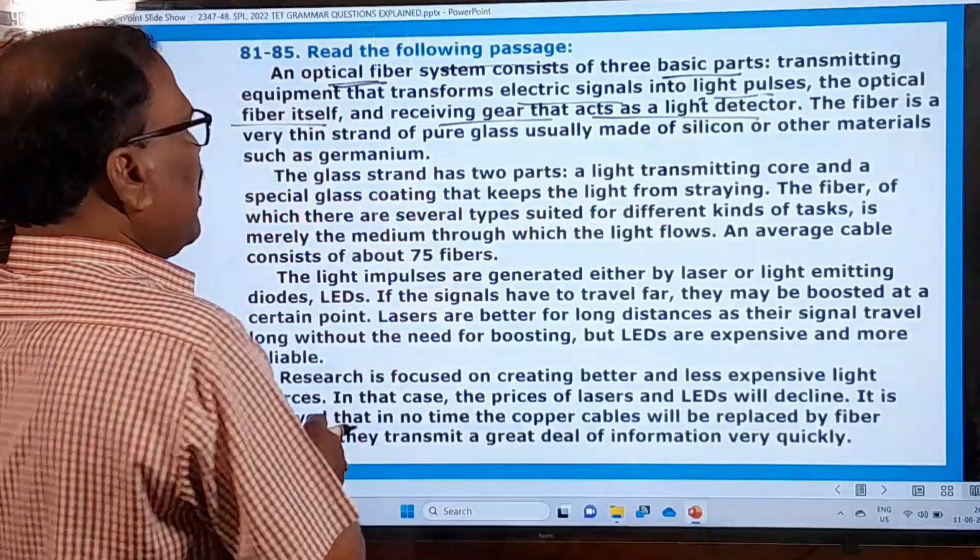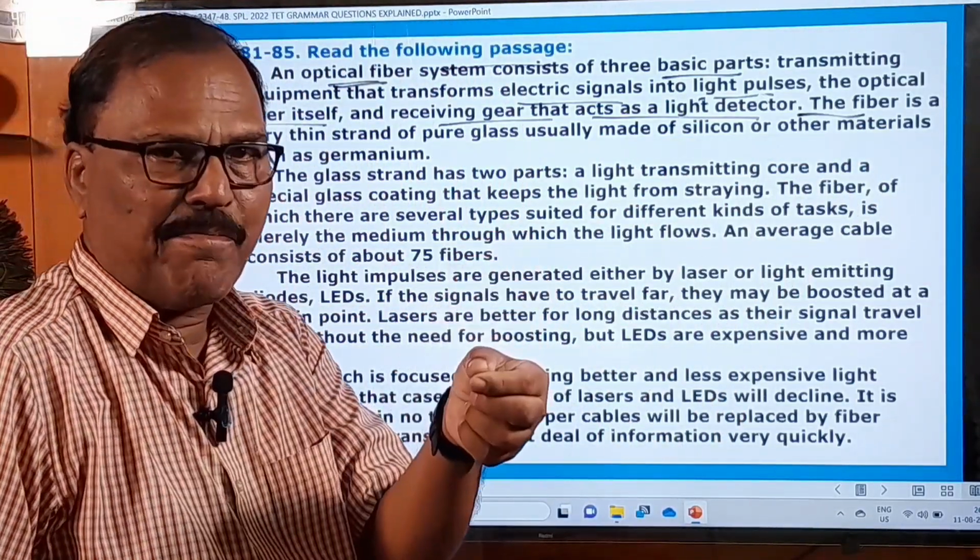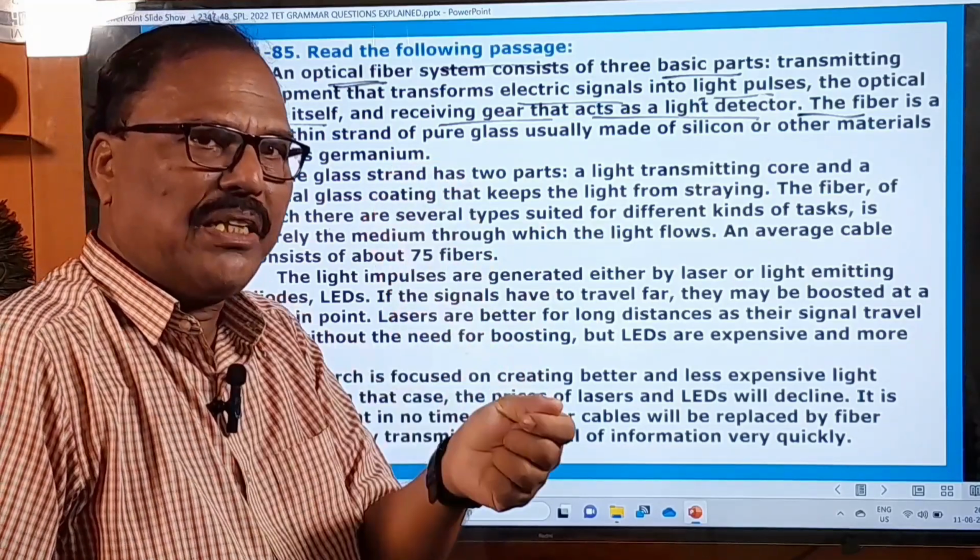The fiber is, what is this fiber? Fiber means a kind of wire, twisted together in a cable.